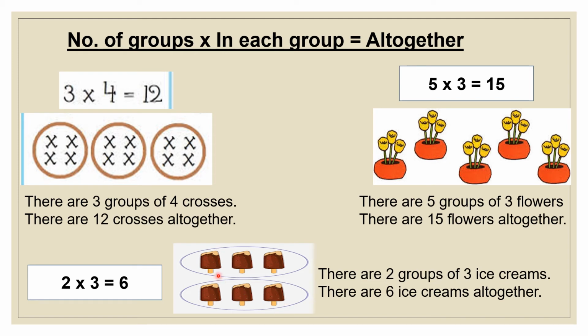Another example. How many groups? 1 and 2. And how many in each group? 1, 2, 3. 3 in each group. So what is the altogether amount? 2 multiplied by 3 is 6. There are 2 groups of 3 ice creams. So there are 6 ice creams altogether. Got it?